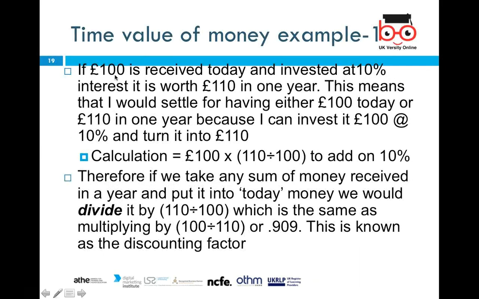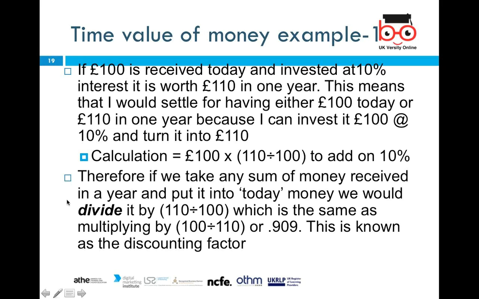Let's see one example of the time value of money. If £100 is received today and invested at 10% interest, it is worth £110 in 1 year. That's a simple calculation: £10 interest, 10% on £100, and after 1 year it will be £110. This means I would settle for either £100 today or £110 in 1 year, because I can invest £100 at the rate of 10% and turn it into £110.